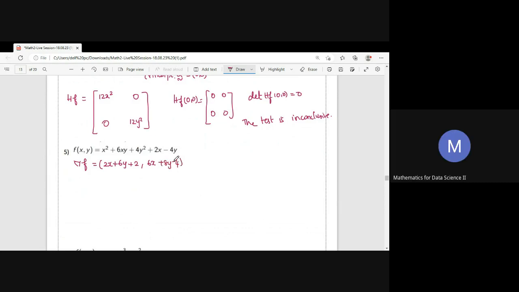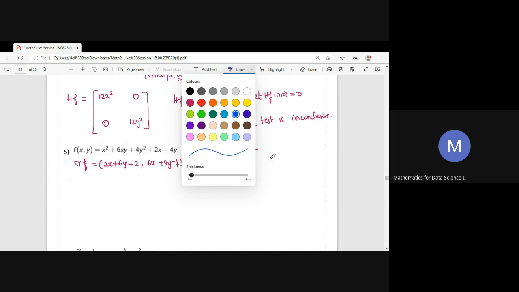Okay. Now to find the critical points, you have to equate this to 0. It means 2x + 6y + 2 equal to 0, so I can write it as 2x + 6y equal to minus 2. And also 6x + 8y - 4 equal to 0, so I am bringing the minus 4 to the other side. Now you have to solve the system of linear equations.